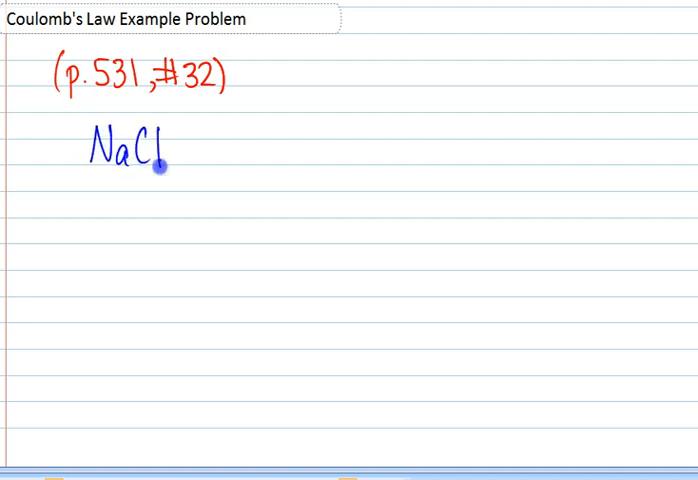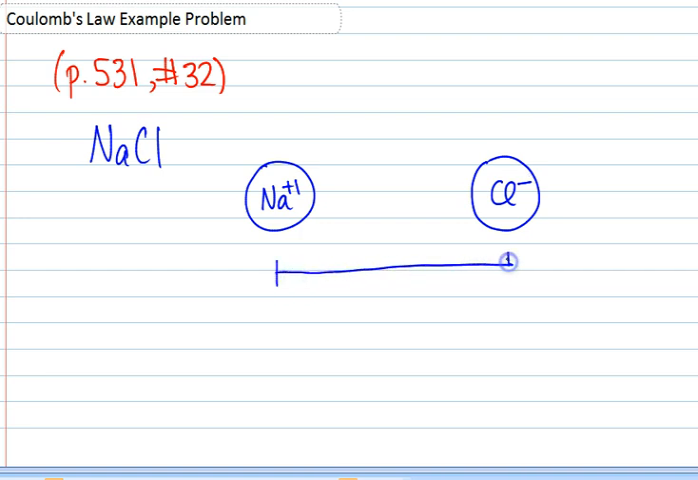So sodium chloride, so I have a sodium ion which is +1, and here I have a chlorine ion which is -1, and they are separated by a distance of 2.82 times 10 to the -10th meters. And so the question is, what is the attractive electric force between the ions? Okay, so that's Fe that we want to solve for.